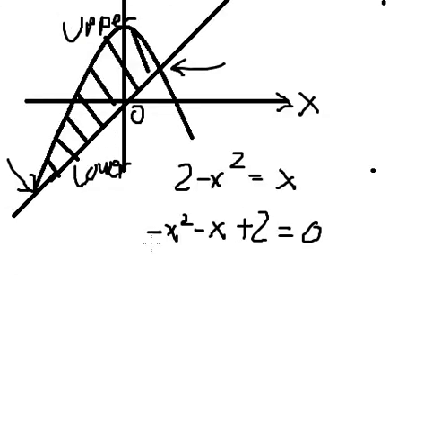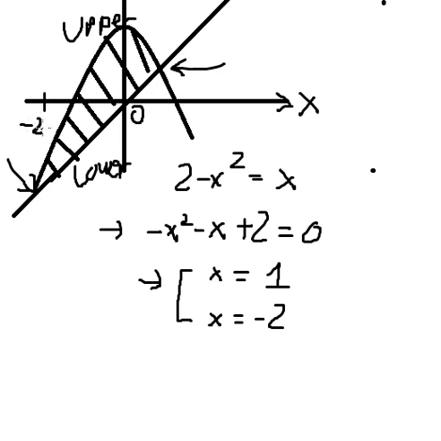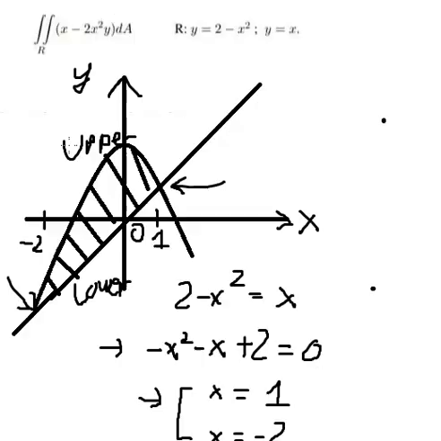And now we need to find the solutions of this one, and we have two solutions. That is x equals positive 1 and negative 2. So this one is negative 2 and this one is positive 1. And now we can put the bounds in here.